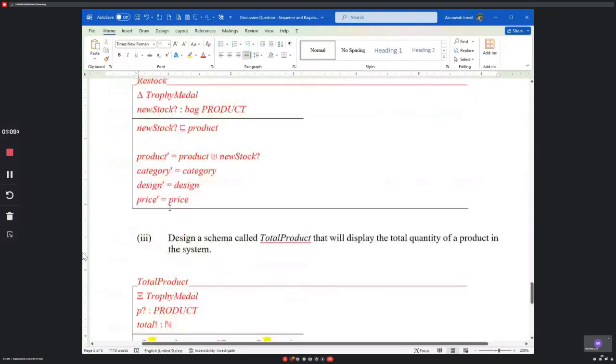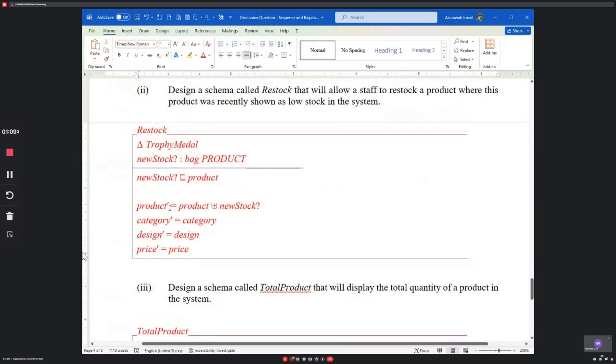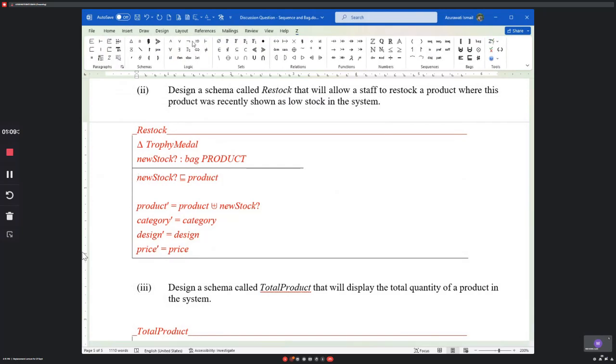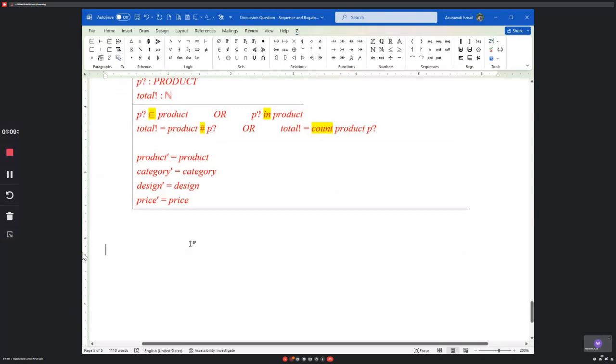So that is how you put the result. If let's say you want to do the error scenario, for example for restock here. Restock must exist. So for error scenario, not exist. So how to show not exist? You just add the not symbol. That's all. So for example, I want to do restock error.